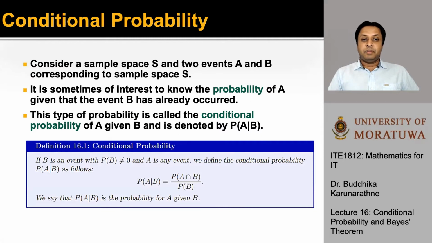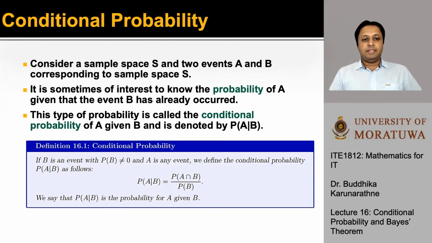Consider a sample space and two events A and B. By now you understand what is meant by a sample space and the events A and B corresponding to sample space S. It is sometimes of interest to know the probability of A given that the event B has already taken place. This type of probability is called conditional probability of A given B, and it is denoted by the symbol P(A|B). So you see a line between A and B. That is how you denote conditional probability.